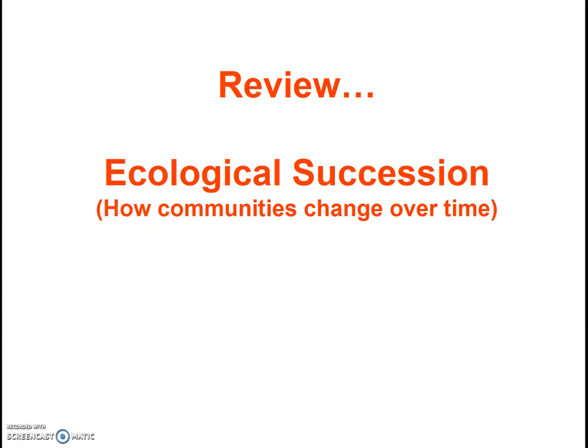Last week we discussed how the makeup of an ecological community changes over time, and the name we gave that process was ecological succession. Essentially, different populations in a community altered the ecosystem in some way that made it possible for other populations to come in and outcompete the existing populations, thus changing the makeup of the community.